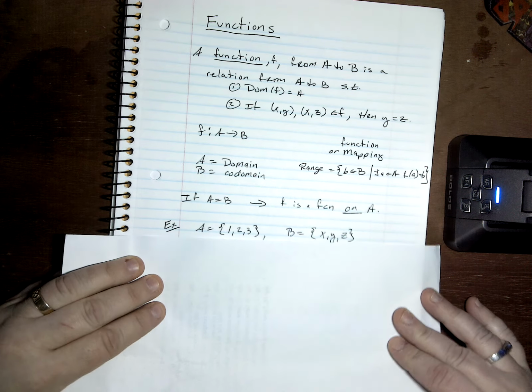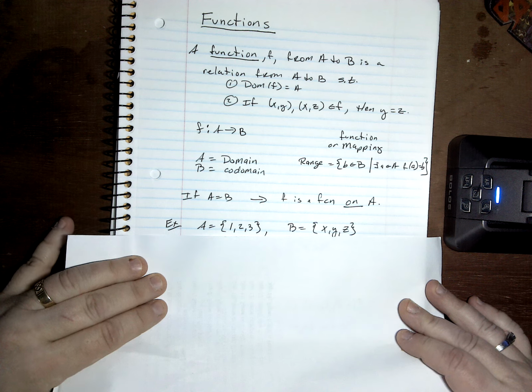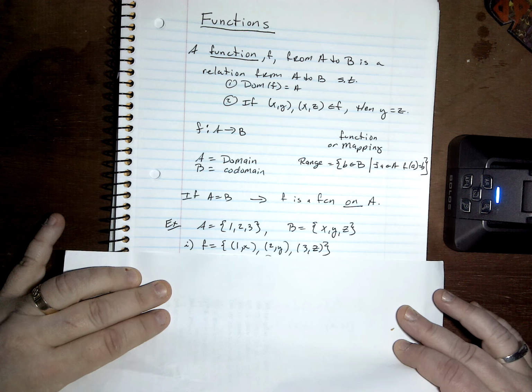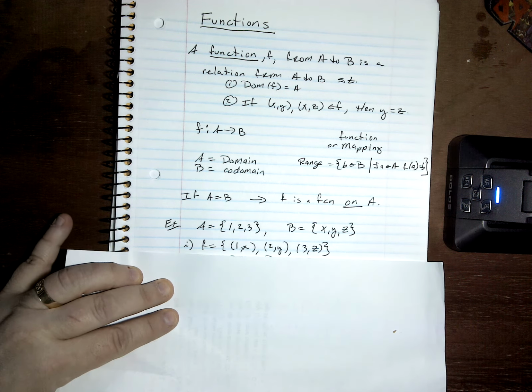Okay, so let's look at an example. Suppose A is the set {1, 2, 3}, and B is the set {x, y, z}. If I look at f being the set {(1, x), (2, y), (3, z)}, this is a function.